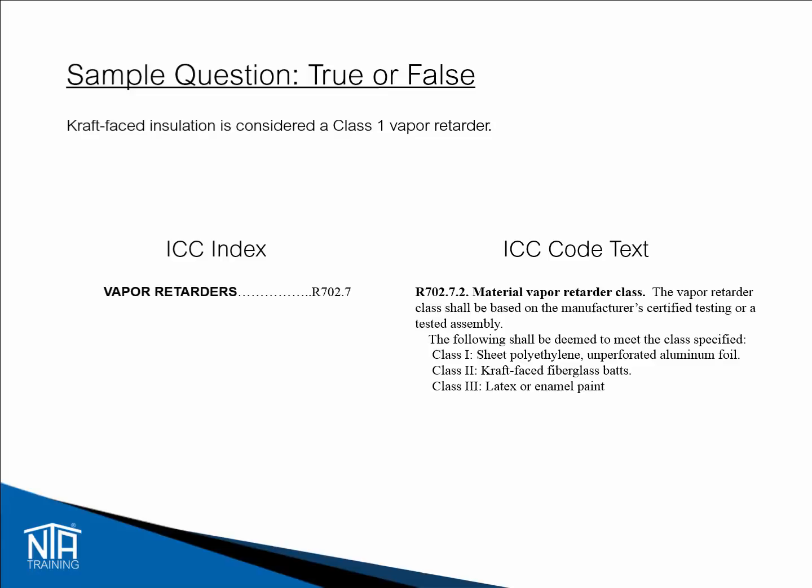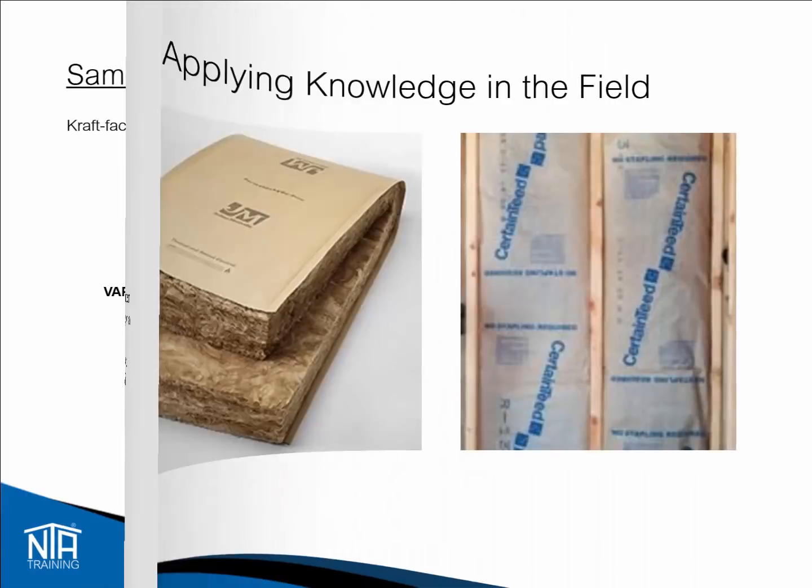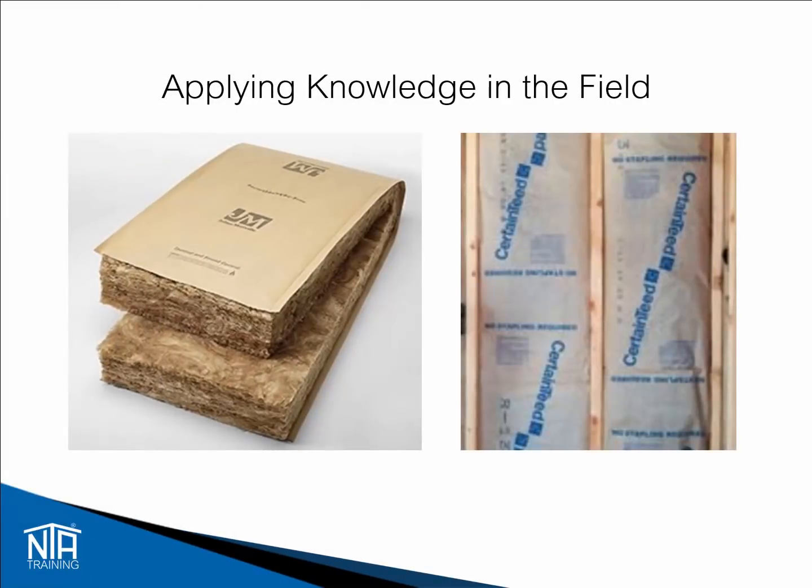R702.7.2. In Section R702.7, you will find craft-faced fiberglass batt insulation is considered a Class 2 vapor barrier, not a Class 1, making the answer to this question false. These pictures are examples of craft-faced fiberglass batt insulation.